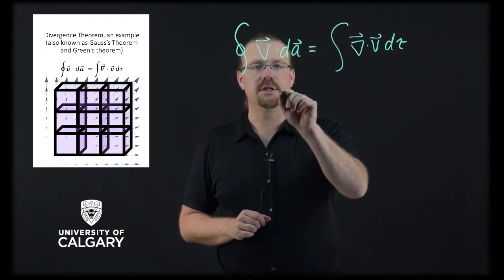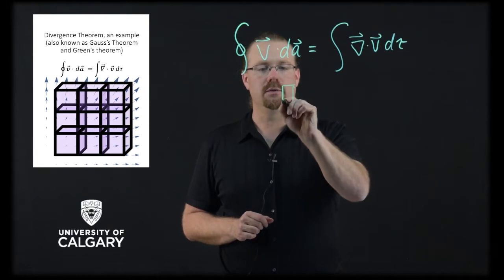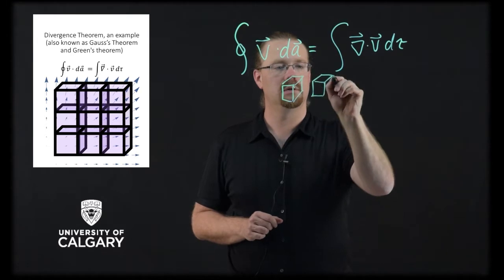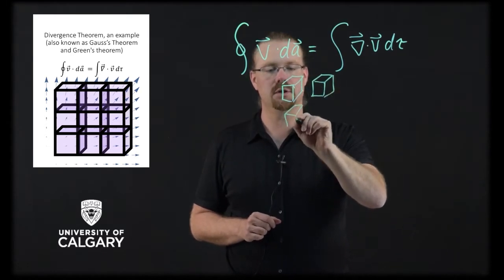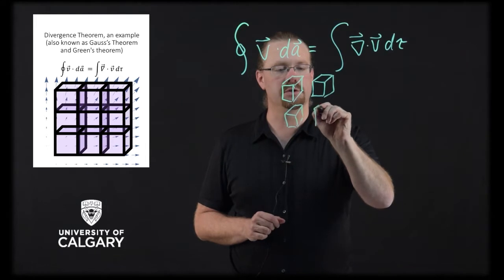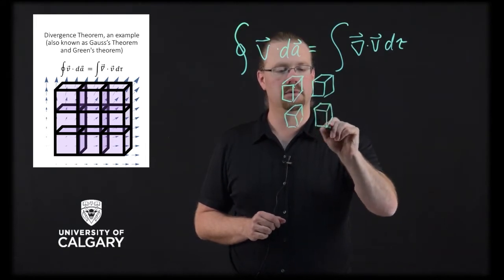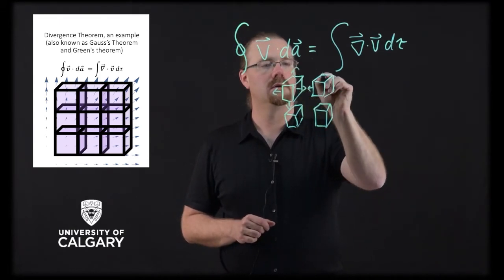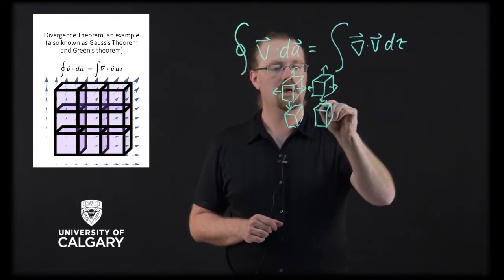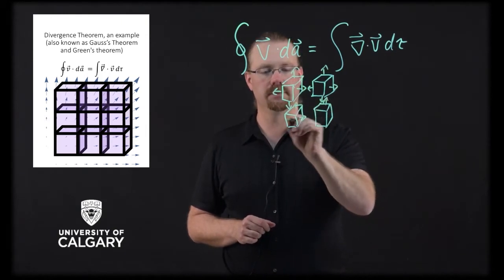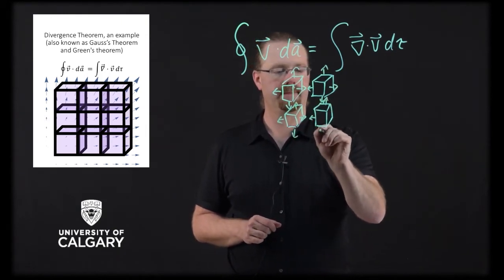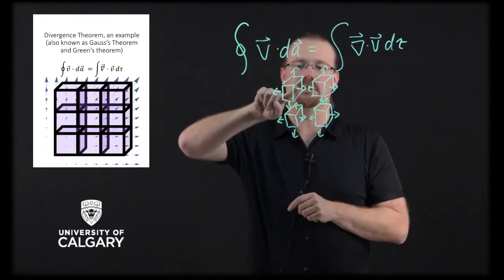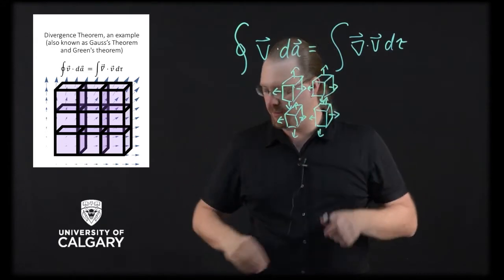surface. And we have seen in other videos that we can break our volume up into little tiny cubes, and each of these little tiny cubes has some divergence associated with them. So they're all coming out. And when we put these cubes together, all of the inside cubes, so the divergence here and the divergence here, will exactly cancel out.